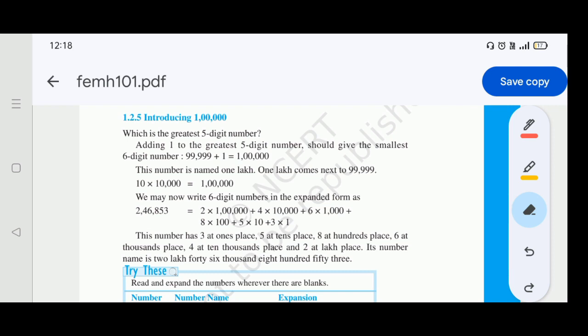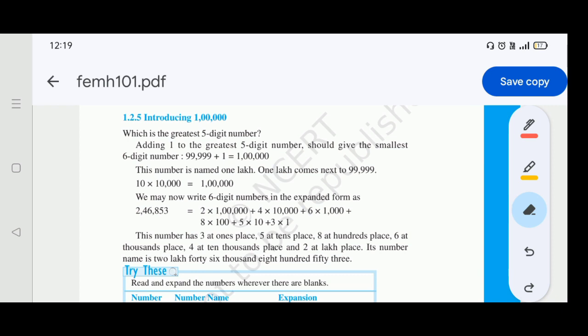Next topic is 1.2.5, introducing 1 lakh. So which is the greatest 5 digit number? It is nothing but 99,999. Adding 1 to the greatest 5 digit number should give the smallest 6 digit number, which is nothing but 1 lakh. So 1 lakh comes next to 99,999, which can be written as 10 times 10,000. So 10 into 10,000 is equal to 1 lakh.